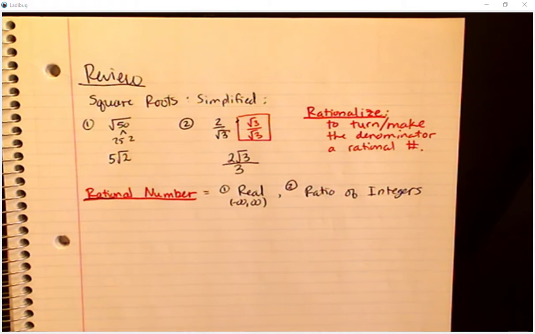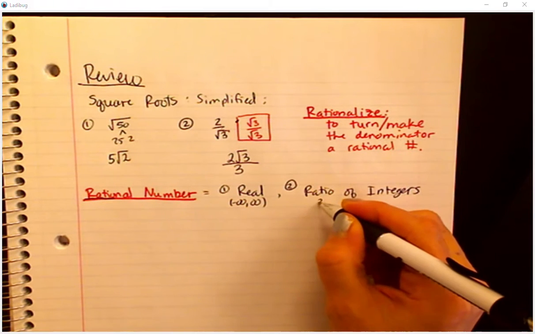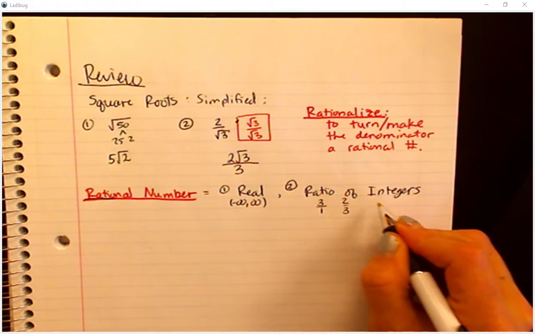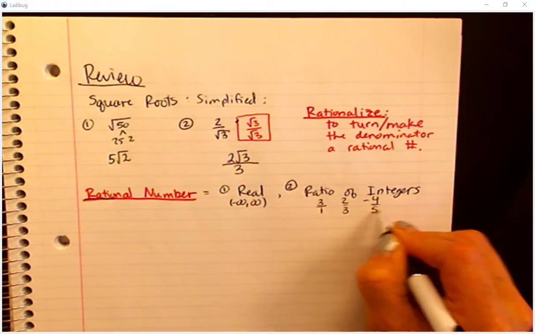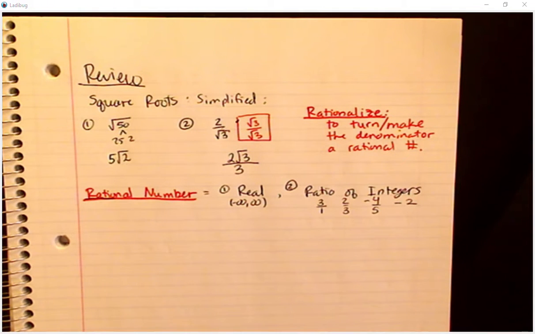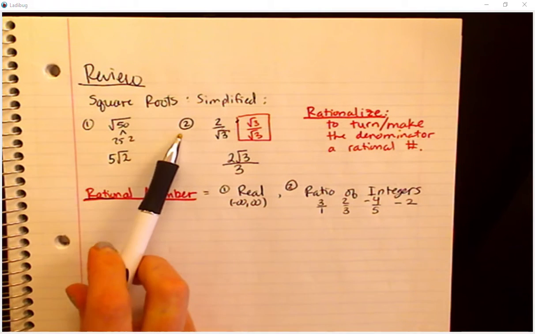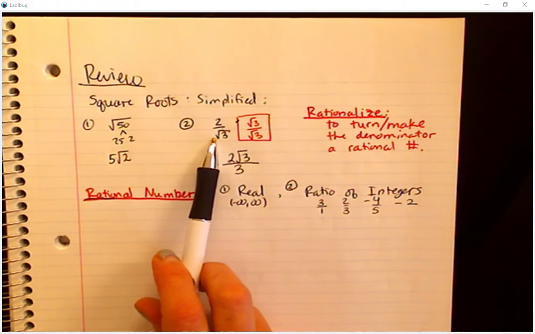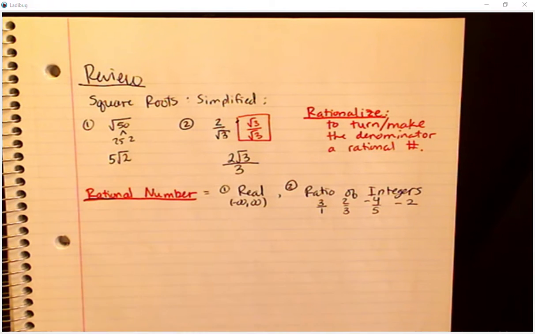A ratio of integers could be 3 over 1, 2 over 3, negative 4 over 5, negative 2. All of those things are rational numbers. So I rationalized this because I turned the denominator from a radical into an integer. That's what the directions say. Rationalize the denominator means turn it into a rational number.